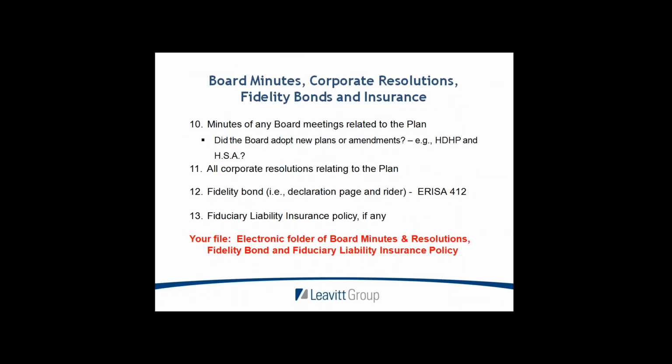The next group of items in the DOL requests are board minutes, corporate resolutions, fidelity bonds, and insurance. So in your file, you might want to have a separate subcommittee for your company board resolutions, and if there's a plan committee, a separate folder for that. And you don't have to keep all the minutes from your corporate meetings, but you want to keep the minutes or the resolutions that apply to the plan.